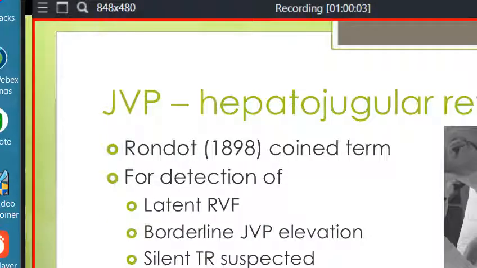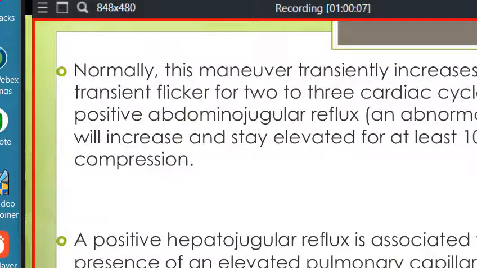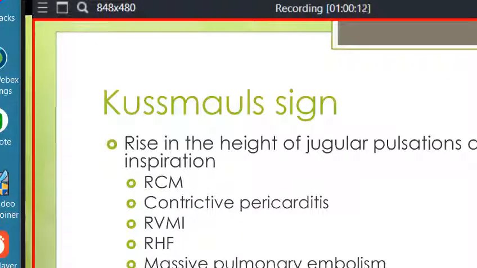Then the hepatojugular reflex, Dr. Ramachandra has discussed in detail. I'll not go into details of this. And Kussmaul sign also he has discussed.